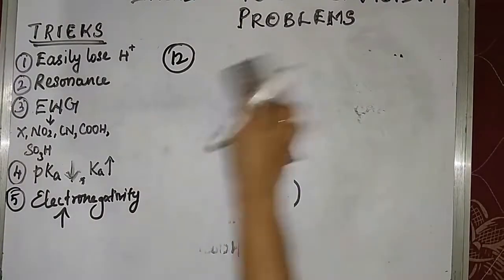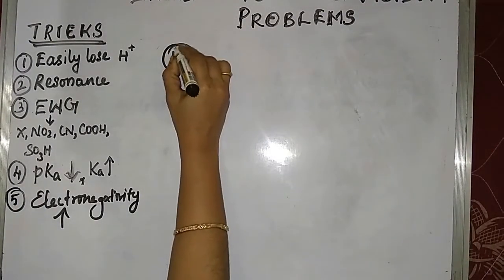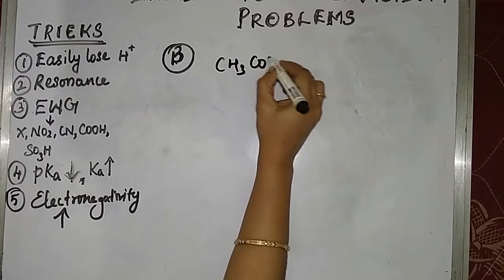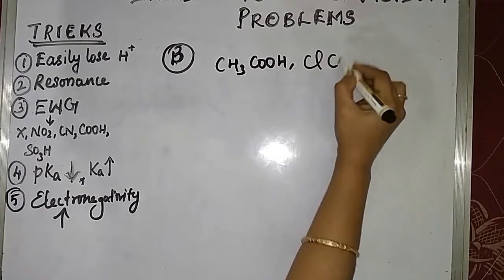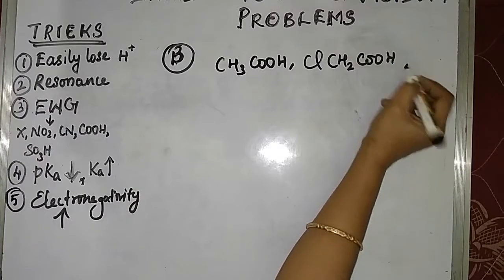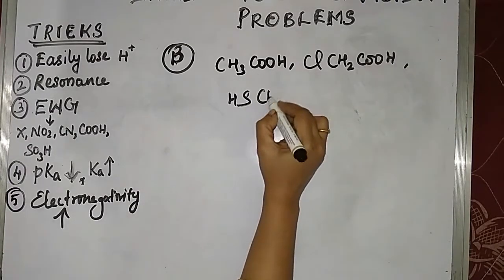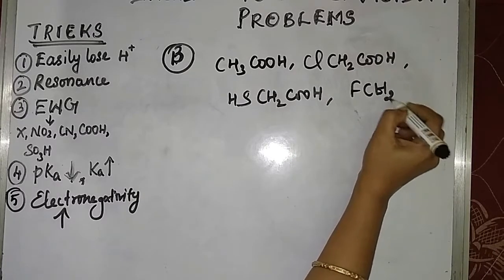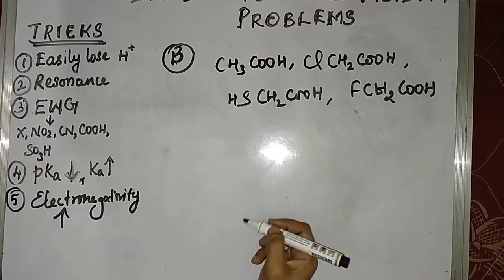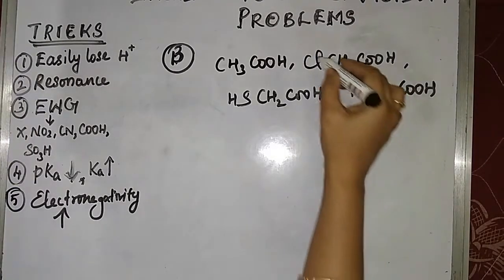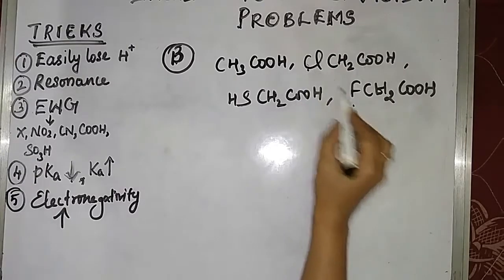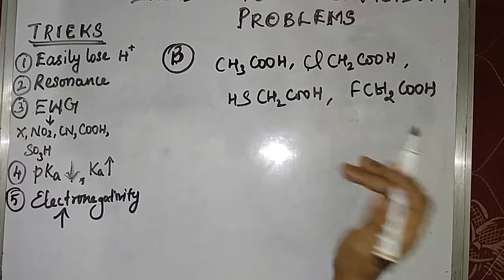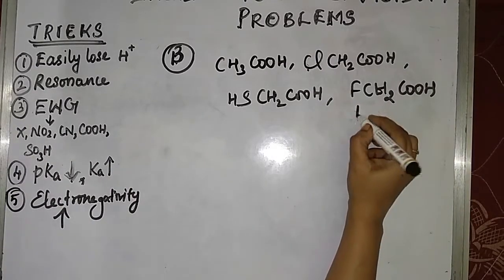And the 13th sum: acetic acid, chloroacetic acid, thiolacetic acid, thiolacetic acid, fluoroacetic acid. Now you will compare. Which one is first? Between chloro and fluoro, you know very well which comes first. If thiol and fluoro are there, which will come first? That is also the same. This will come first.